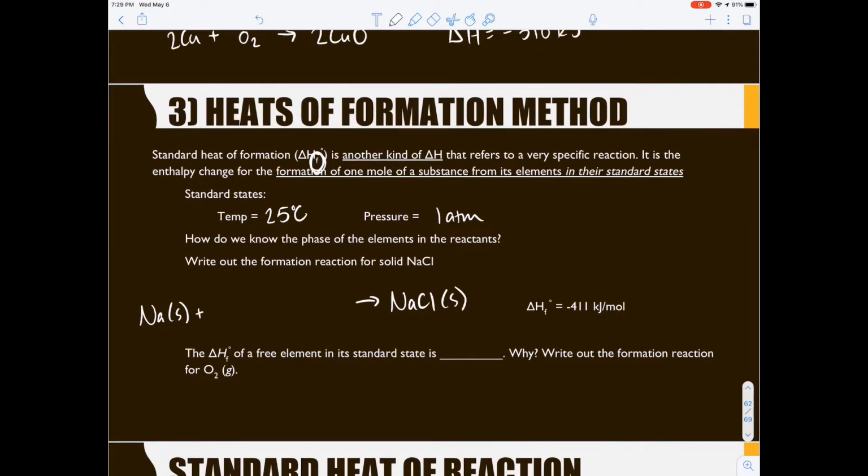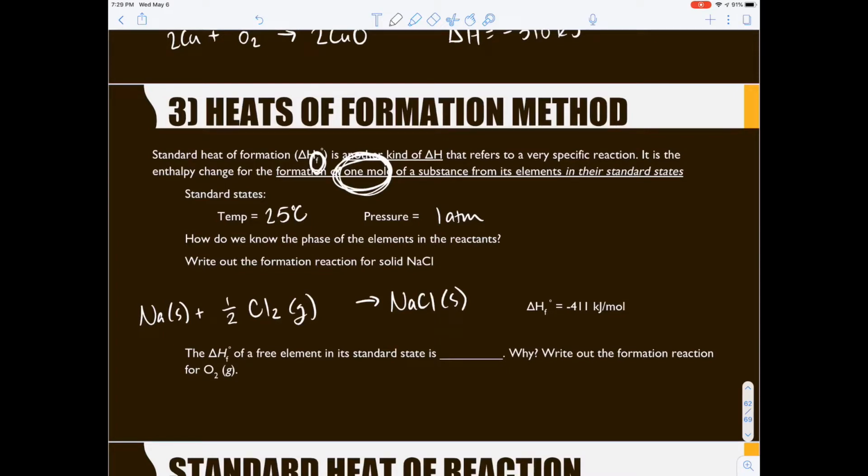Chlorine. Okay, uh-oh. Now, can I just balance this and do a 2 here and a 2 here? Jaden? He says, heck no, because a formation reaction is the enthalpy change for the formation of 1 mole of a substance. I can only form 1 mole of NaCl. Okay, well then Trevor, what do I do? And he says, I guess you can do 1/2 of Cl2, and he's right. So this is where we break those rules we had before. You can have a fraction as a coefficient.